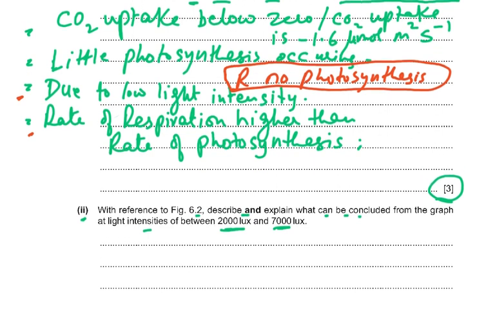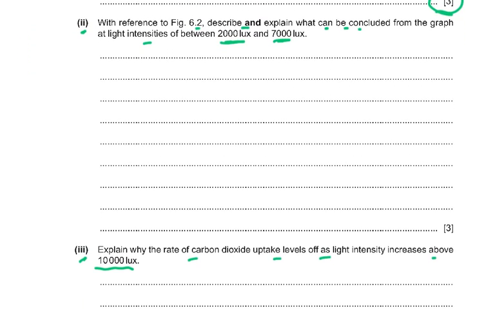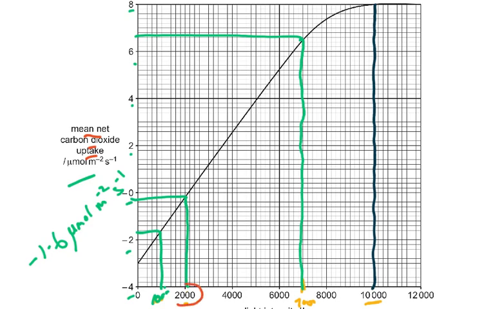Now we come to part 2 of the question, which we've read before as well, with reference to figure 6.2. Describe and explain what can be concluded from the graph at light intensity between 2000 and 7000. So this is the 2000 mark and this is the 7000 mark. So in this you can see what is happening.